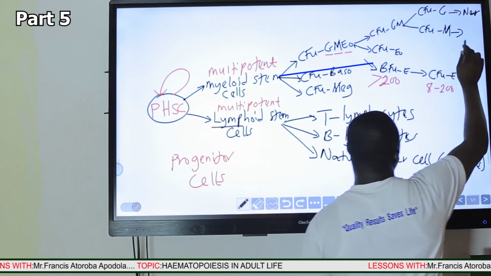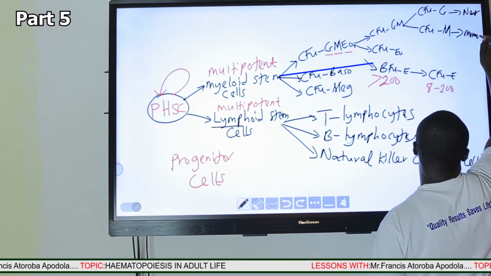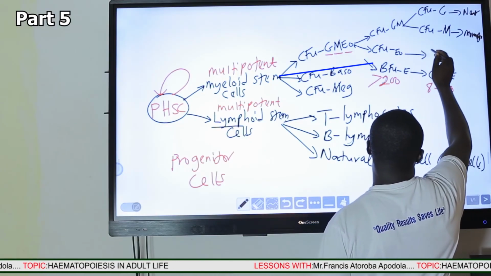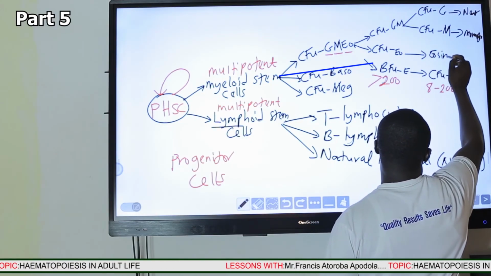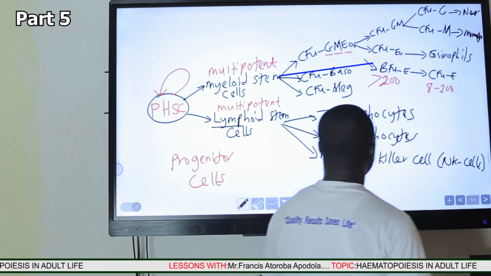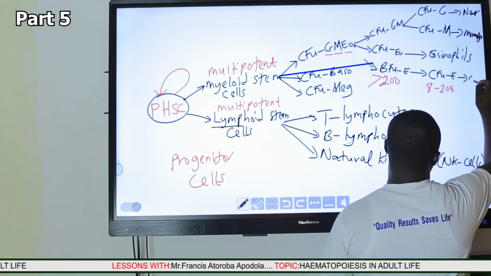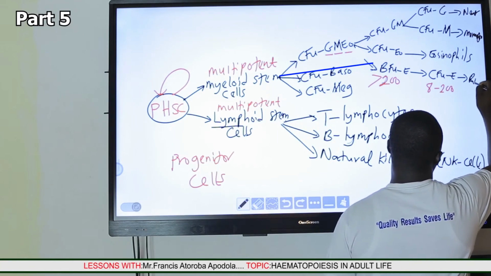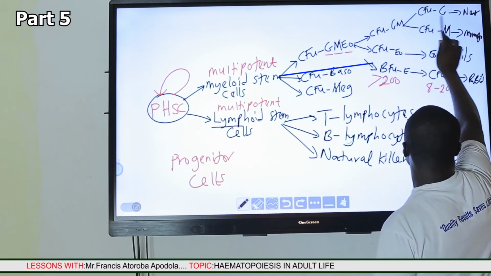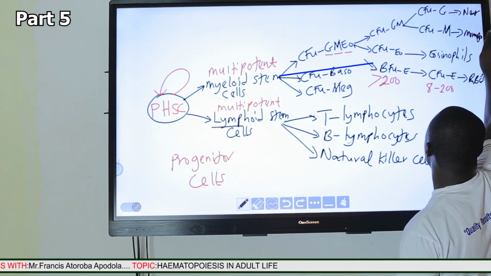This colony-forming unit monocytes will produce only what? Monocytes. So this will give rise to monocytes. And this will also give rise to what? Eosinophils. So eosinophils will originate from the colony-forming unit eosino, and this will give rise to erythrocytes or RBCs.